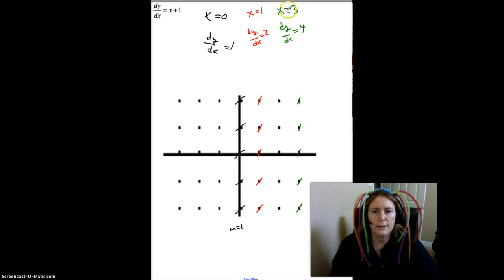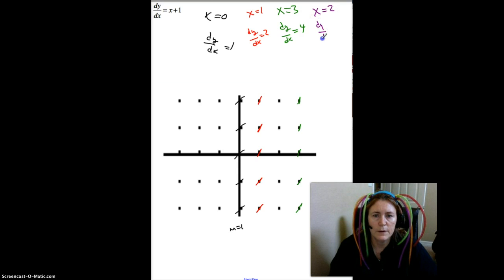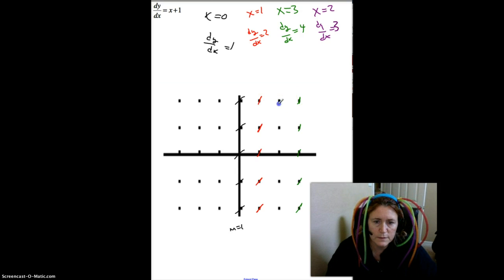Now, can you figure out what it looks like when x is equal to 2? Of course, the slope, dy/dx, is equal to 3. And so this one will be somewhere between these two, which, heaven help us, I'm not very good at this. All right. This is called a slope field.